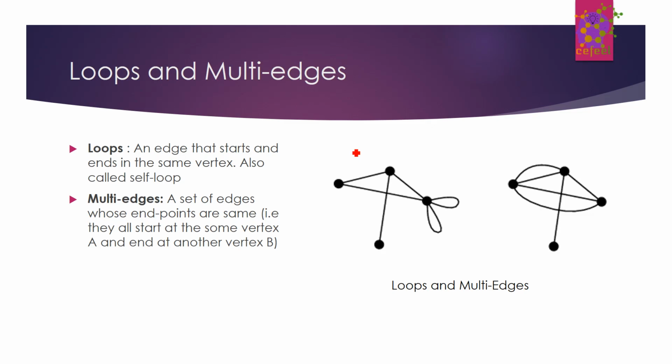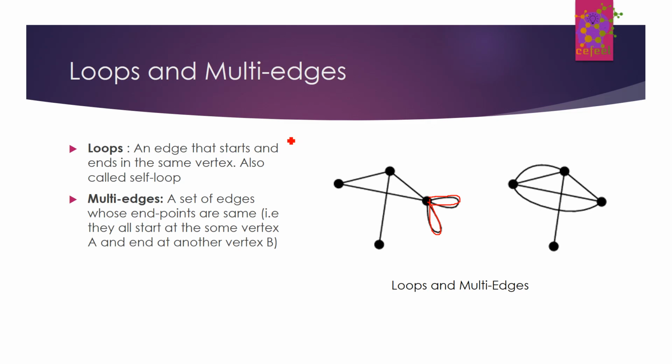A loop, or a self loop, is basically an edge that starts and ends at the same vertex. So in this case we have a loop here, we also have a loop here. So in the normal sense, when we say a graph, we say the graph doesn't have a loop or a multi-edge. What is a multi-edge?